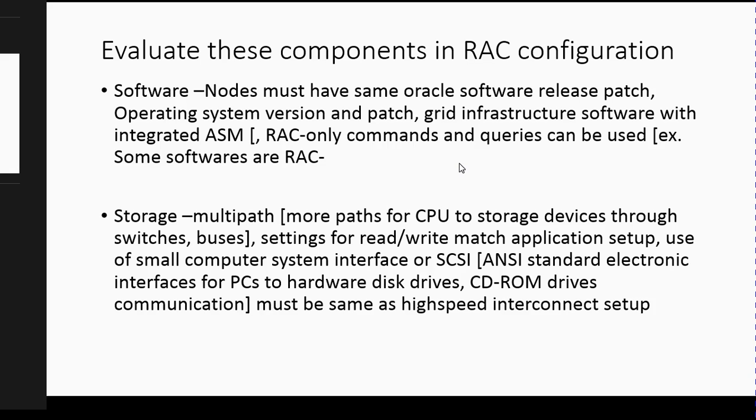And in terms of storage, one of the things you have to do is make sure that you have a multipath setup. I've already covered this in a previous video, but basically multipath allows for more than just one pathway from the CPU to the different storage devices. So if you already have a pathway to the switches, that's fine, but you can actually put another pathway to the buses. So the more you multipath, the better the connection will be from the CPU to the different storage devices.